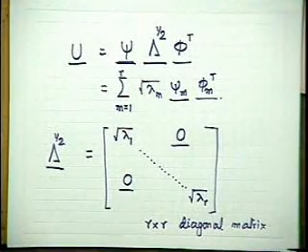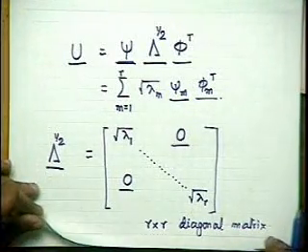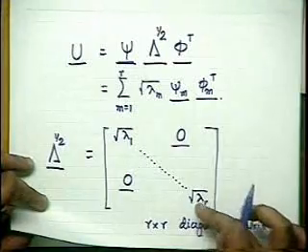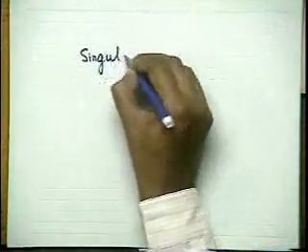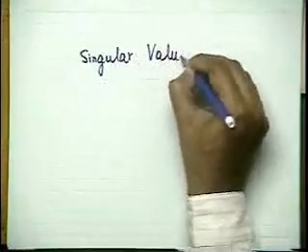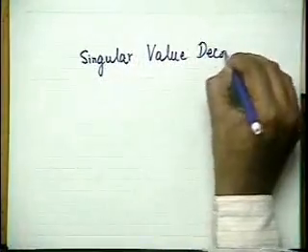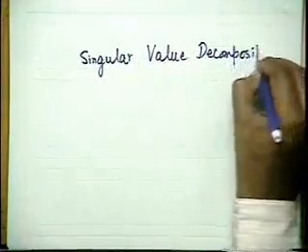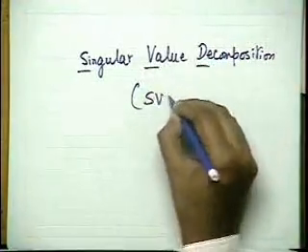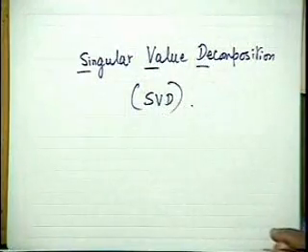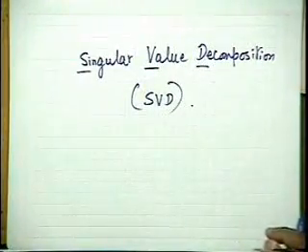This is a very important relation, and since this is represented in terms of the non-zero eigenvalues, or rather the singular values of this matrix U, this transformation is called the singular value decomposition, or in short form, SVD.